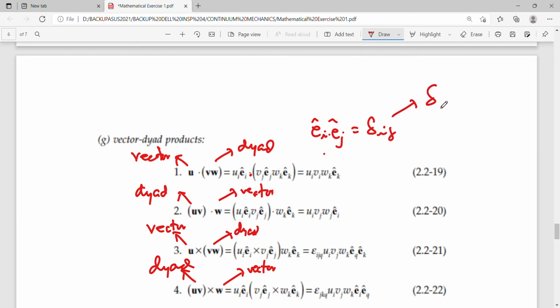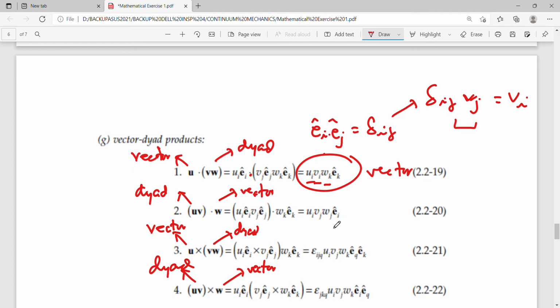So if I have a delta IJ and then I have a VJ placed on the side of it, then I contract this, I can have now a VI. Okay, so that's why there's a VI now here. I place UI there as is and place WK here, and I retain my EK. So what is this value here now? This is a simple vector. So the resulting quantity upon which a vector and a dyad is multiplied will result into a vector.